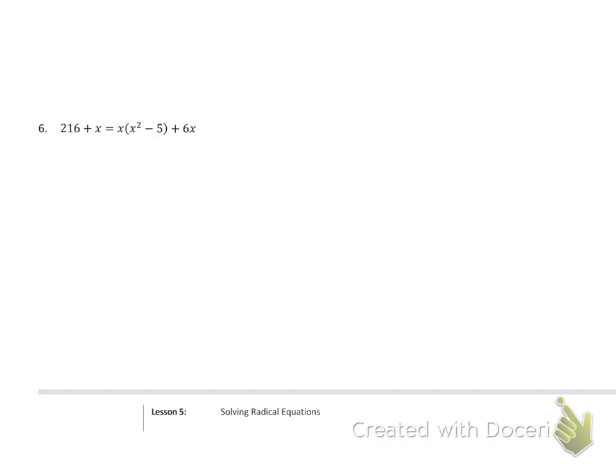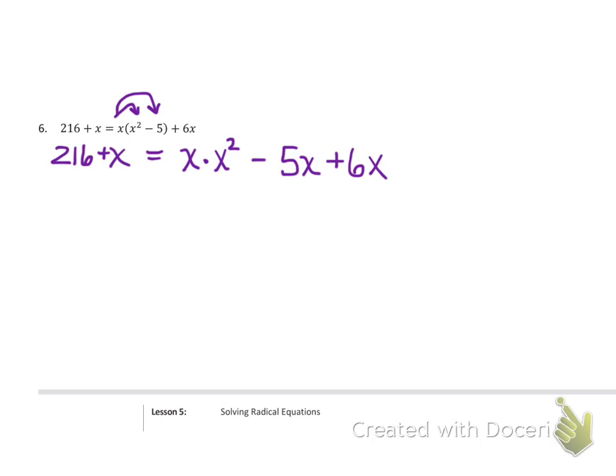Okay, here we go. And then number 7, which should be fun. All right, so we've got some parentheses, so let's deal with it. 216 plus x is equal to, now I want to distribute this. So we've got x times x squared minus 5x times 5, which is 5x. And then I've got plus 6x still.